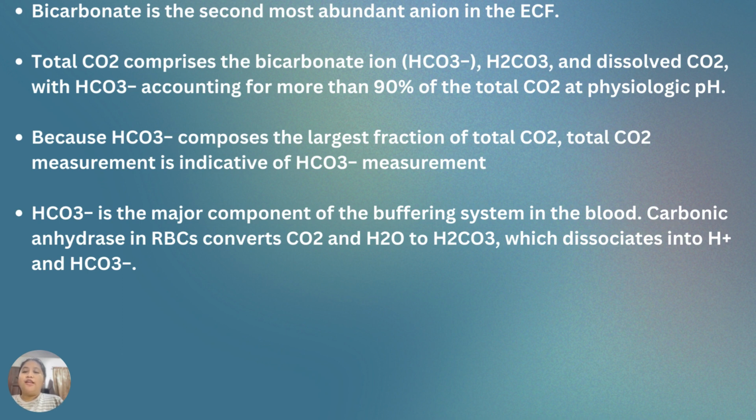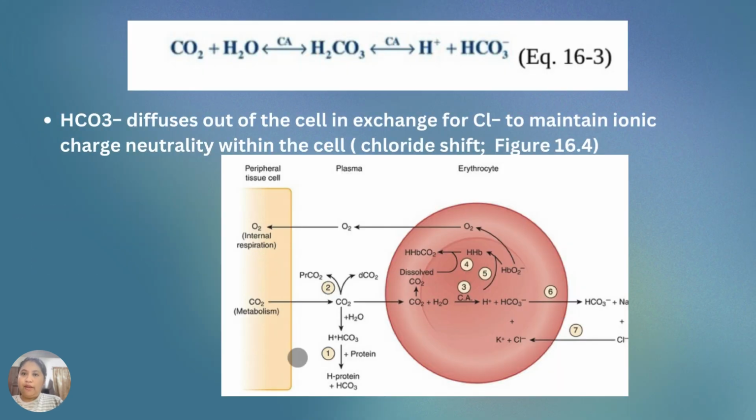Carbonic anhydrase in RBC converts CO2 and H2O to H2CO3, which dissociates into hydrogen and bicarbonate. HCO3 diffuses out of the cell in exchange for chloride to maintain ionic charge neutrality within the cell. As you can see in figure 16.4, it shows how the chloride shift works, and it is tackled in a different report.